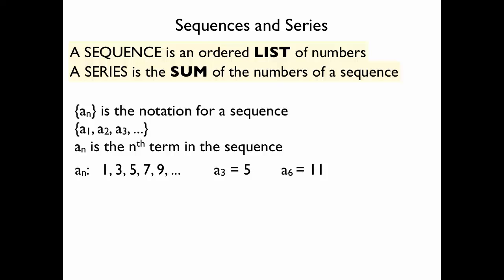So suppose that our sequence is 1, 3, 5, 7, 9, 11, etc. Then a3 would be 5. And a6 would be 11. Make sure you understand that. a3 is referring to the third value in the list. The third value in the list is 5. What would be the sixth value in the list? So 1, 2, 3, 4, 5. The next one would be the sixth, and that's 11.